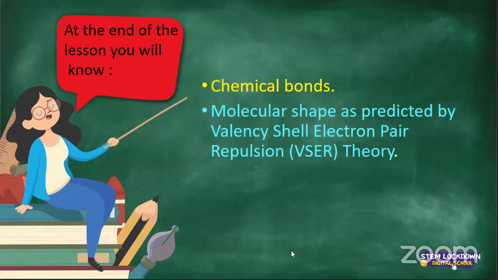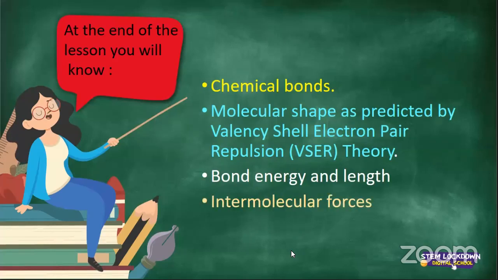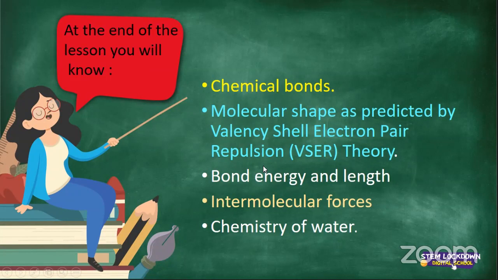So we'll also be looking at molecular shape as predicted by valence shell electron pair repulsion, which is VSEPR theory. All right, we'll be looking at the bond length and bond energy. I don't think we'll have time to look at intermolecular forces. That will be our next lesson. So later on we'll look at the chemistry of water. So those are the sections that we will be treating. But these last two we won't be in a position to treat today, but we'll treat the first three. Right.